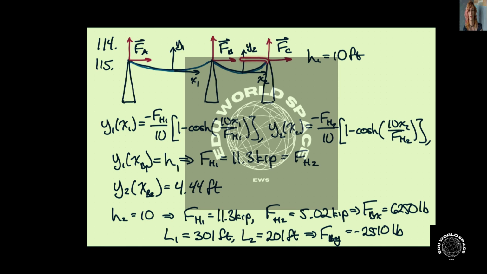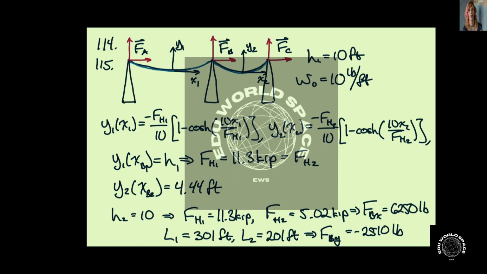We are not given the sag for this one in problem 114, but we are given it in problem 115 and asked to find some other value. So we're told that the cable in both problems weighs 10 pounds per foot. So we have W naught equals 10 pounds per foot.